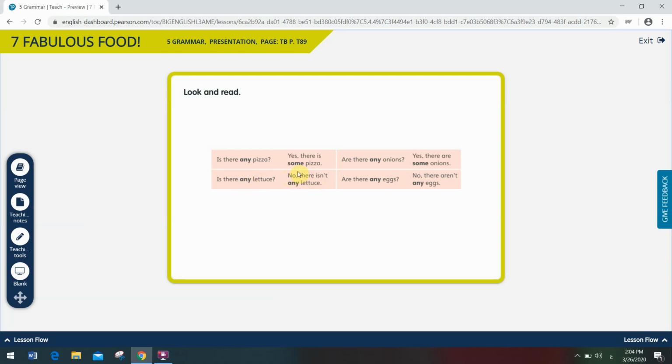What about some? We use some as in this sentence. Yes, there is some pizza. So we use some in the affirmative sentences, the sentences that have no negation. And here, yes, there are some onions. So, we use some in the affirmative sentences whether we are talking about singular or plural.